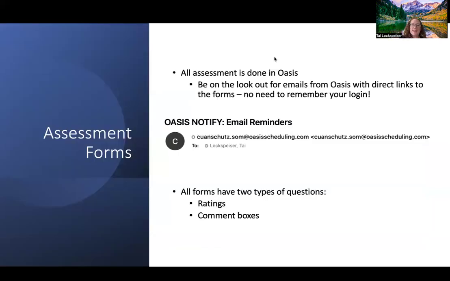All of our assessment data is gathered through OASIS. Be on the lookout for emails from OASIS with direct links to the forms. You don't need to remember your login if you click on the link from your email. In addition, all of our forms have 2 types of questions, ratings and comment boxes. Although OASIS does not have an app, you absolutely can complete them on your phone, which then also allows you to dictate if that is easier for you than typing out your comments.